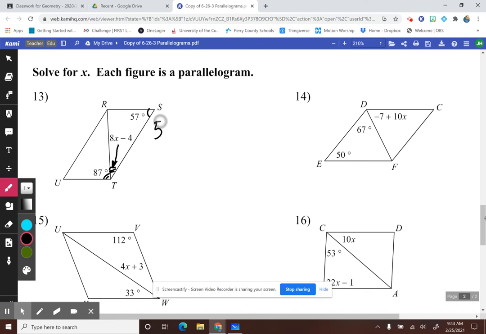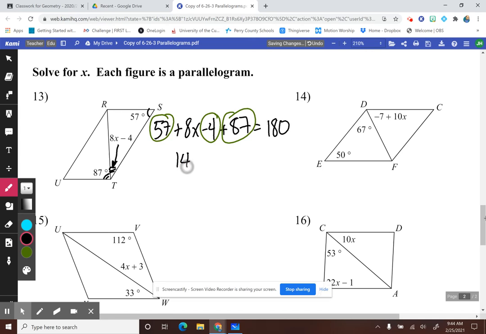So I'm going to take 57 plus 8x minus 4 plus 87, and all of that has to equal 180 degrees, okay? So again, now it's just a matter of collecting like terms. So if you notice, I've got 57, I've got a -4, and I've got a positive 87 that are all like terms. So if I add all those together, I'm going to get 140 plus 8x equals 180.